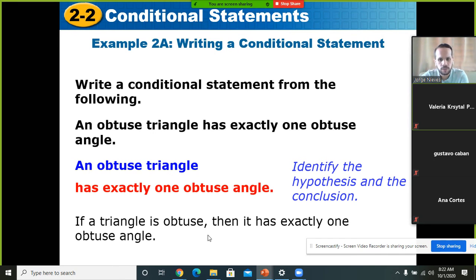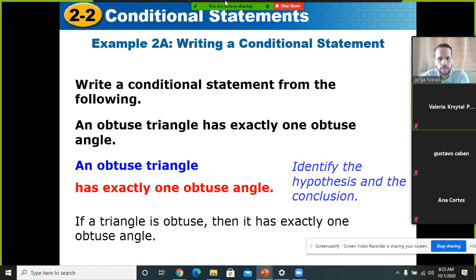If a triangle is obtuse, then... why did we put then after if a triangle is obtuse? Why did we write the word then? ¿Por qué escribimos then después de if a triangle is obtuse? ¿Quién me dice? What is the meaning of the word then? ¿Qué significa ese then? Lo leímos ahorita. Exacto. Then means it has exactly one obtuse angle.